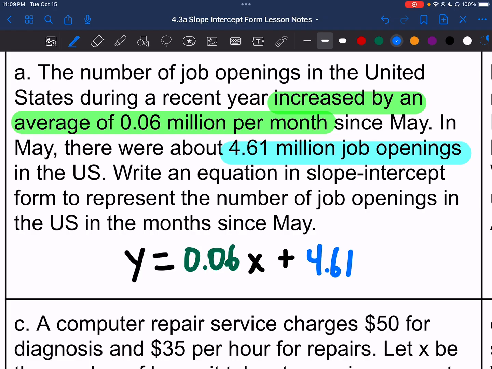Now, why am I not writing million job openings, or why am I not writing the 4.61 million and just put a bunch of zeros there? Well, we can treat this and this as both part of the units. So when we're saying something million, you can treat that as part of the units as long as you're aware that we're talking about 0.06 million and 4.61 million.